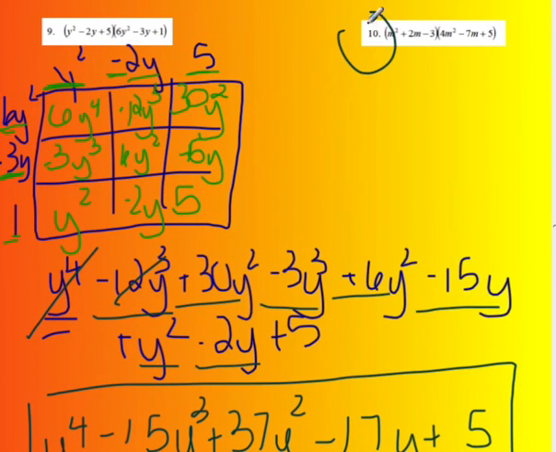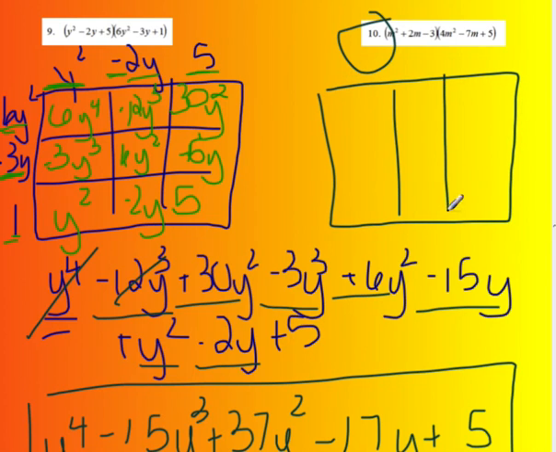So I want you guys to go ahead, try number 10 on your own. So you're going to set up a 3 by 3 box and then multiply the polynomials into the box.